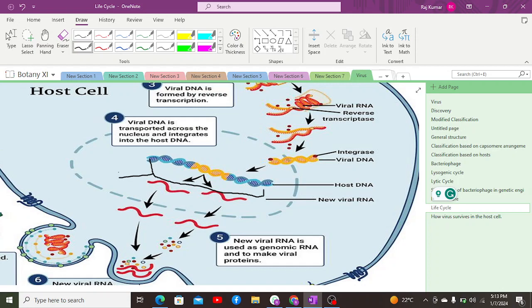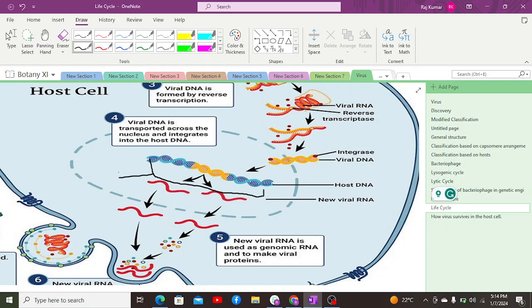After that, the transcription process occurs. Transcription is a process in which the genes present within the viral genome code for the mRNA, which is responsible for acting either as the viral genome, or in the process of translation to form the viral protein, so that it can create its copies.